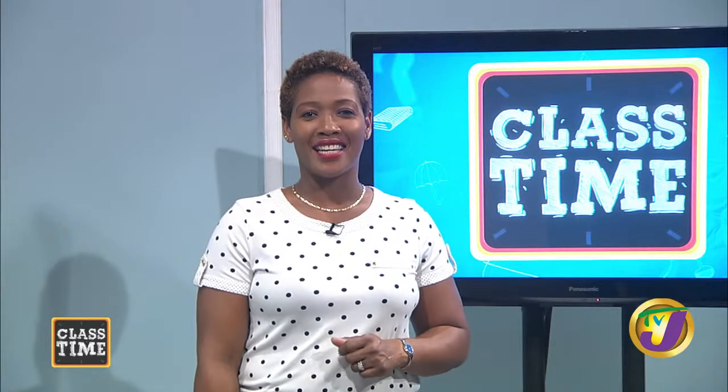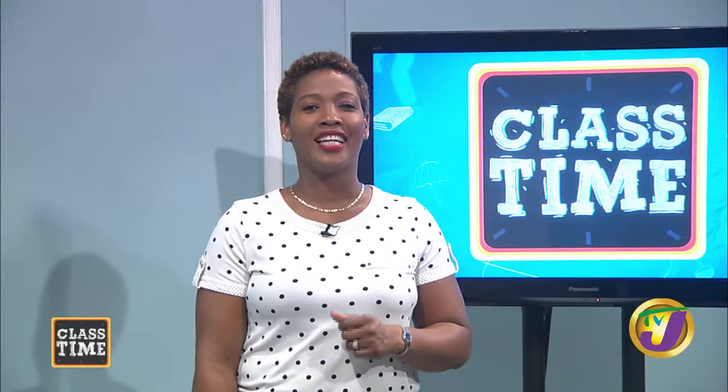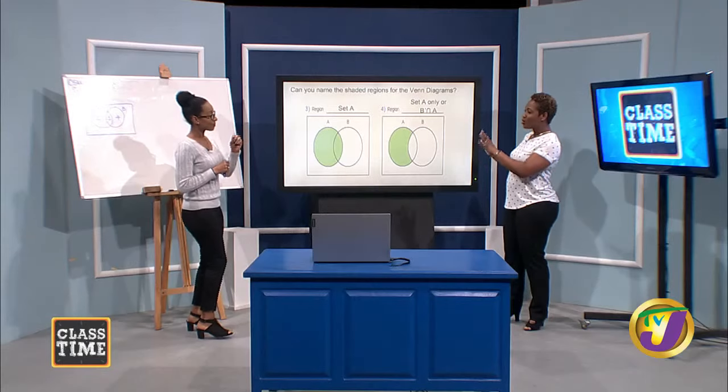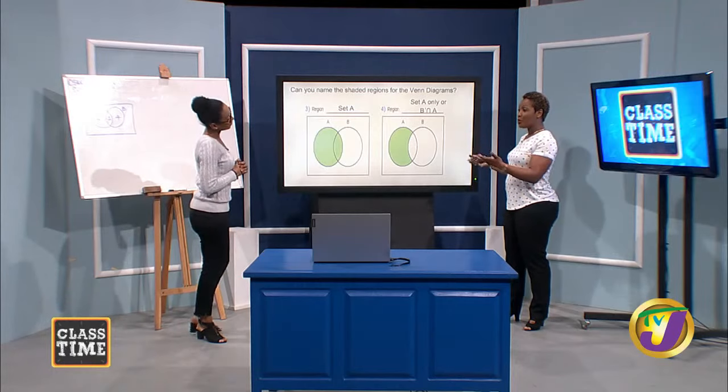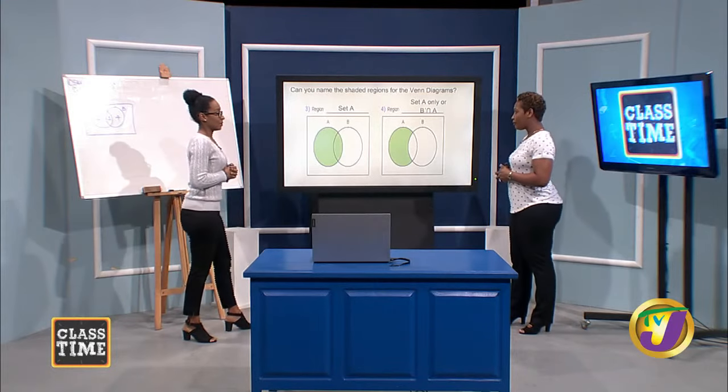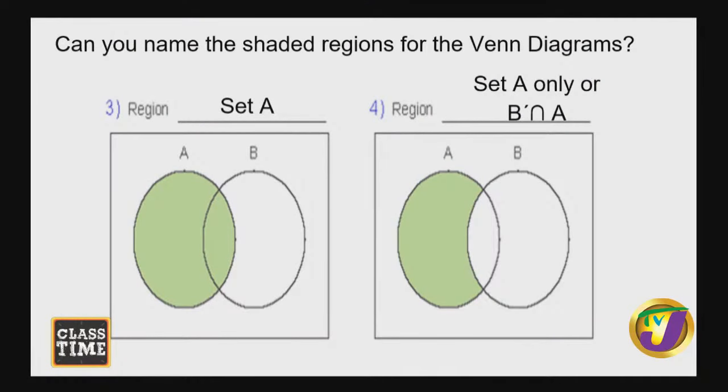Welcome back to class time. If you're just joining us, we're looking at set theory. So the last thing we were looking at before we went on break was how to identify different regions within a Venn diagram. We're looking at this particular diagram where we have set A overlapping set B, but only that little area is shaded. Set A is not shaded, because a piece of set A is not shaded. So set A only is shaded. Yes, all right. But then you used B complement intersect A to also represent that.